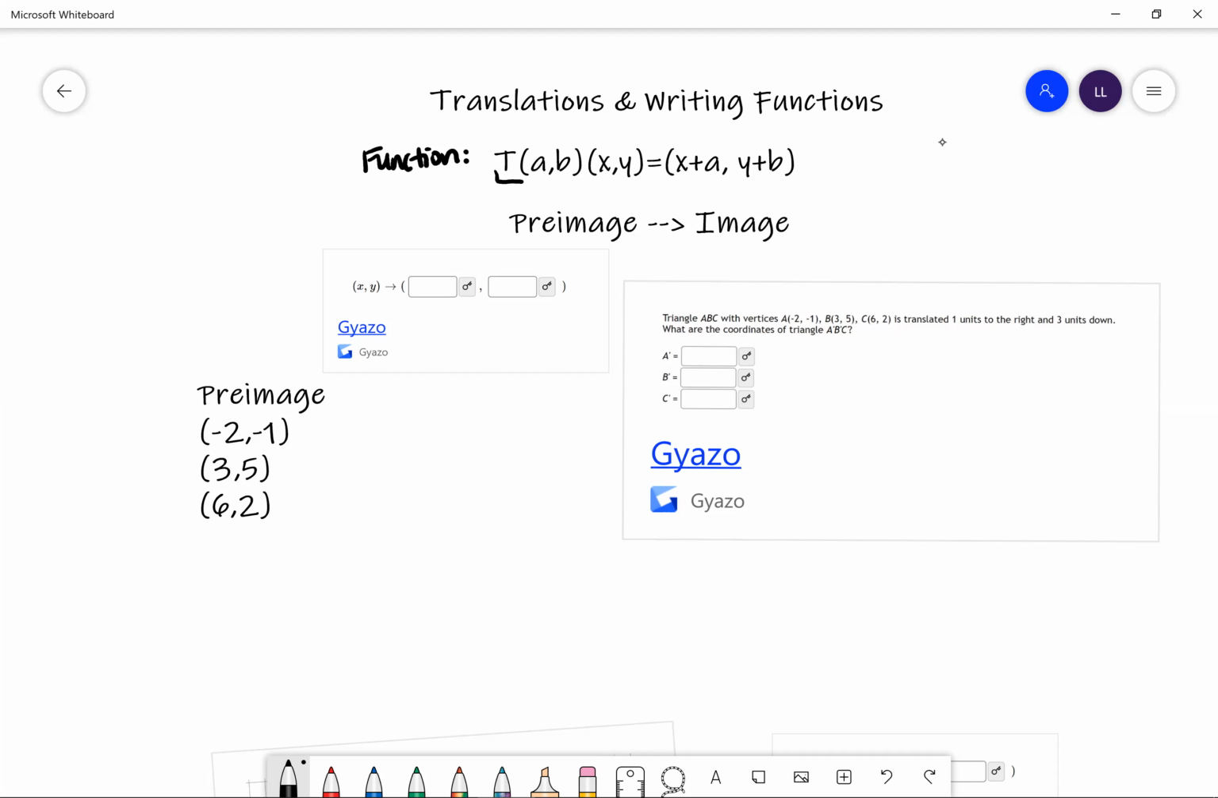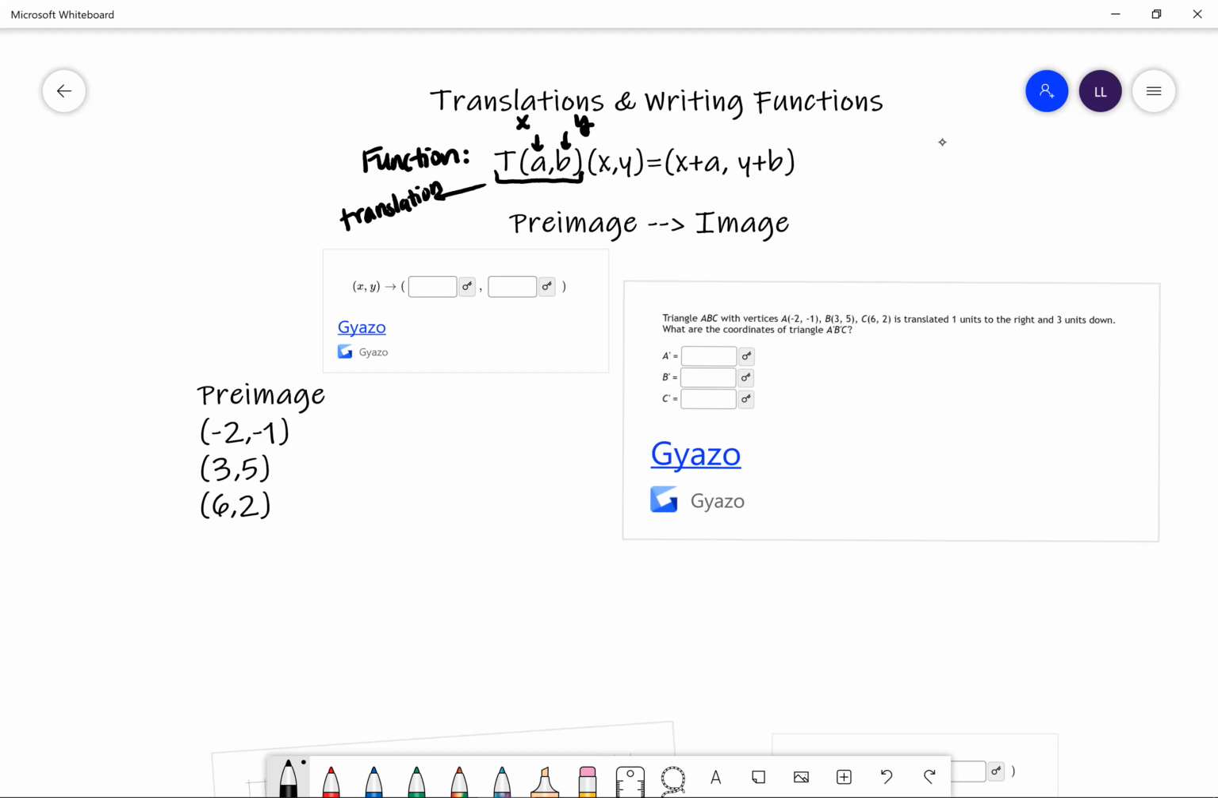This part right here is the operation. It tells us that what we're going to do is a translation. So we use the letter T, okay? And then the A and the B. The A tells us what's happening to the X, and the B tells us what's happening to the Y coordinates.